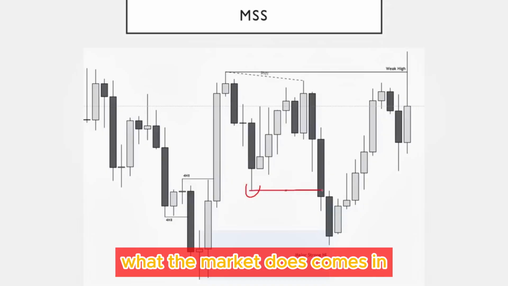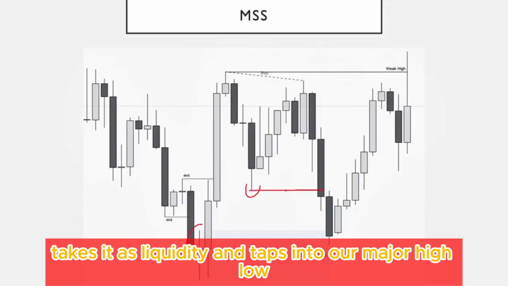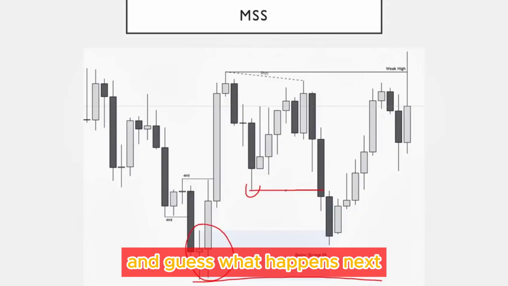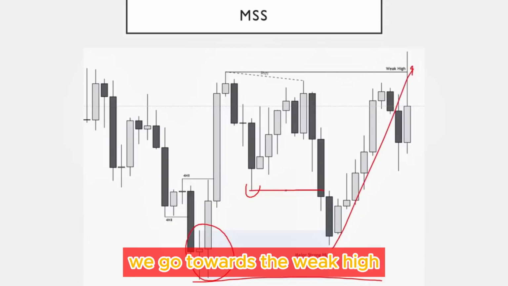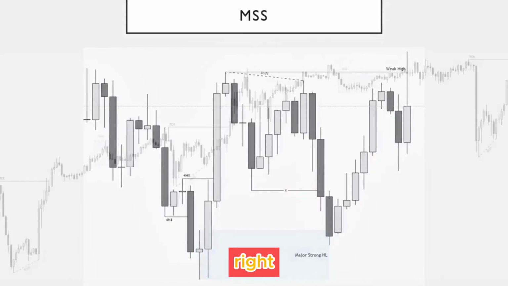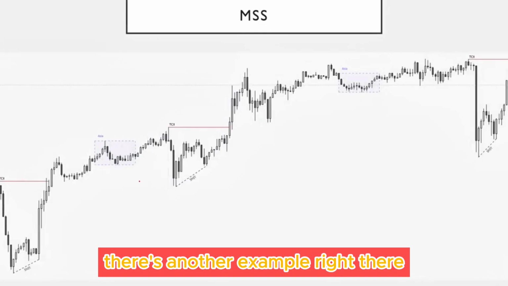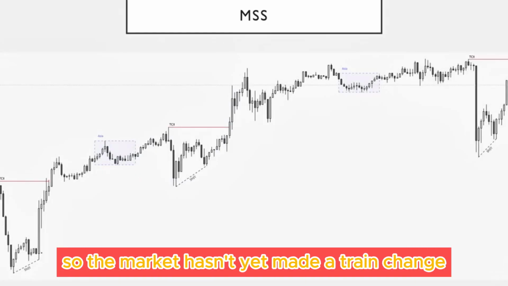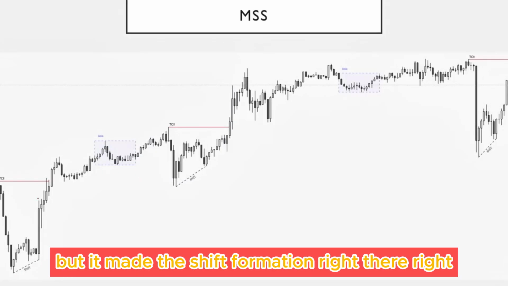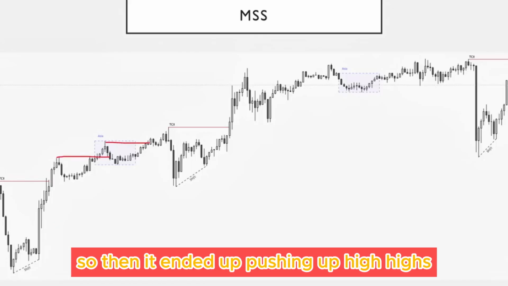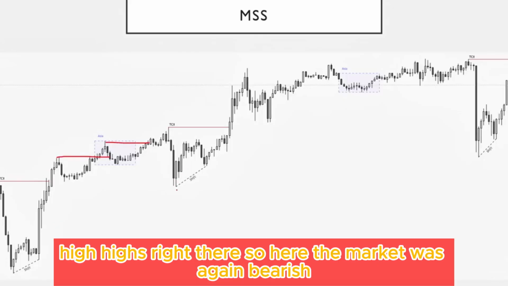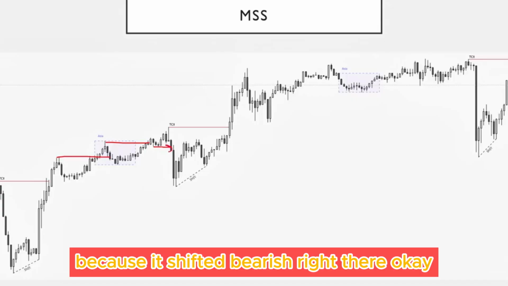What the market does, comes in, takes it as liquidity, and taps into our major higher low. And guess what happens next? We go towards the weak high. Right? There's another example right there. So the market hasn't yet made a trend change, but it made the shift formation right there. Right? So then it ended up pushing up, higher highs right there. So here, the market was again bearish because it shifted bearish right there. Okay?